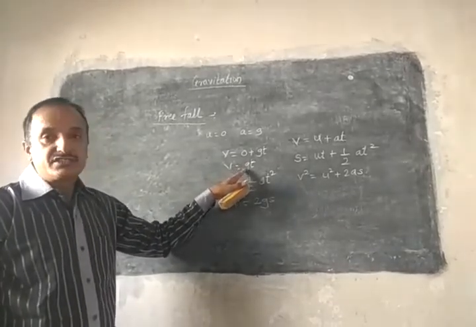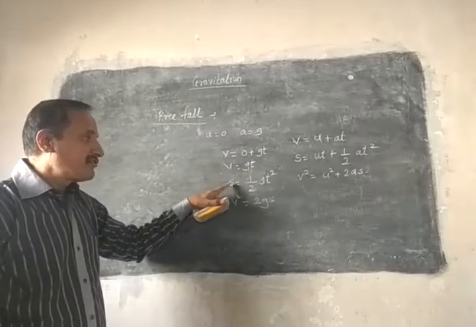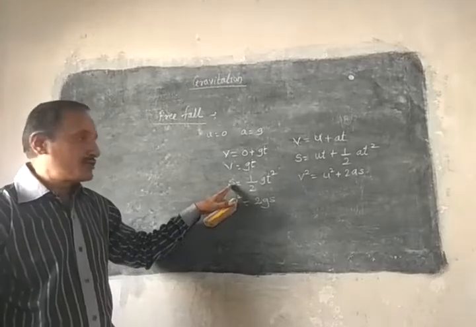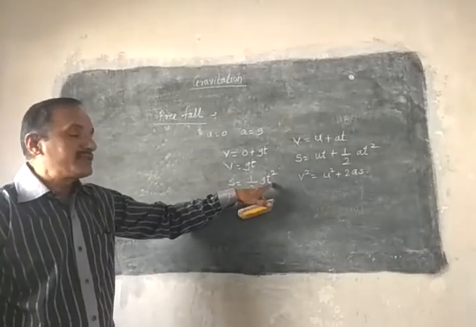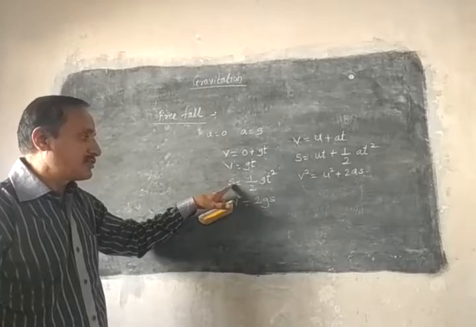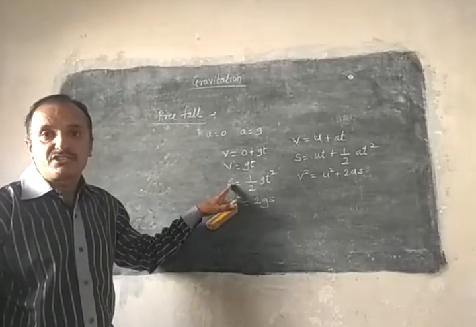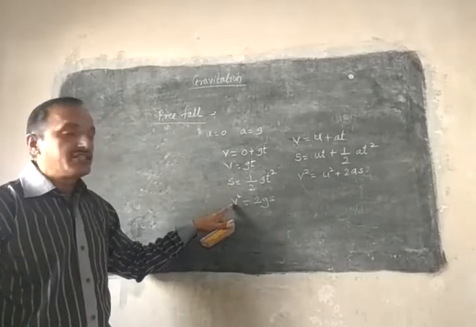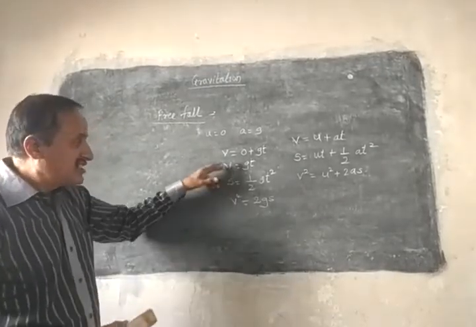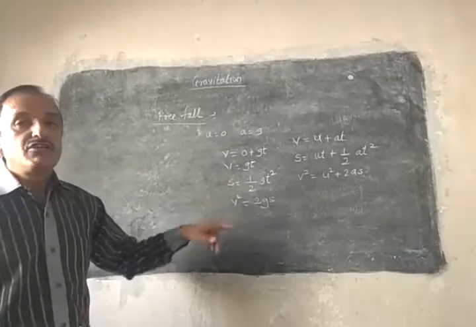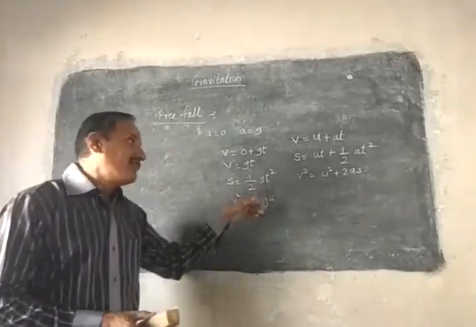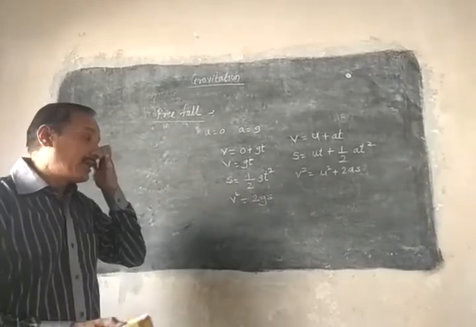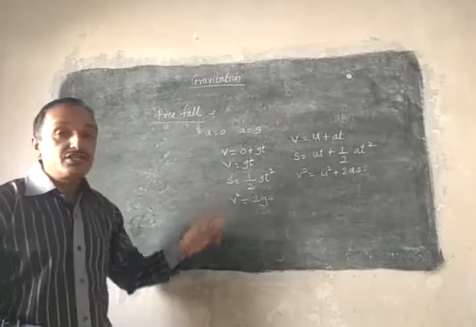By using these three equations, you can find the velocity of the object at a particular time. When the value of g is taken as 9.8, you can find the height of the object from the surface of earth. After a certain time you can find the value of s also, which is the height of the object from the surface of earth. These three equations can be used to find the velocity and displacement of the object at different times.